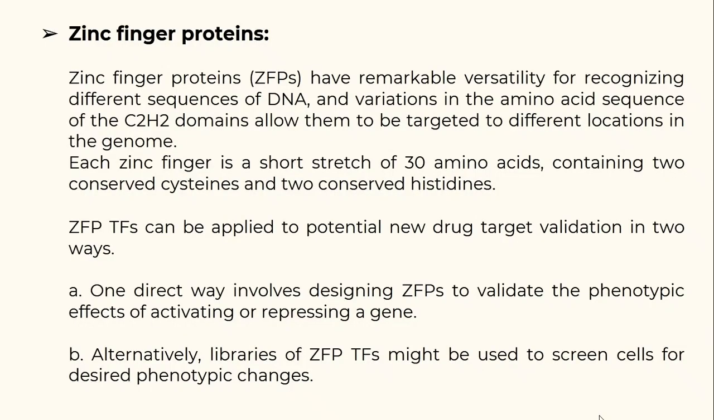Now let's see the zinc finger proteins. Zinc finger proteins have remarkable versatility for recognizing different sequences of DNA, and variations in the amino acid sequence of the C2H2 domains allow them to be targeted to different locations in the genome. Each zinc finger is a short stretch of 30 amino acids containing 2 conserved cysteines and 2 conserved histidines. These proteins have been used as the DNA binding domains for novel transcription factors.